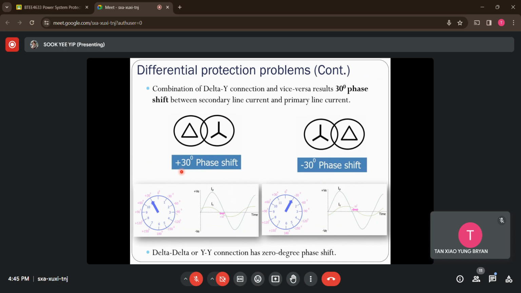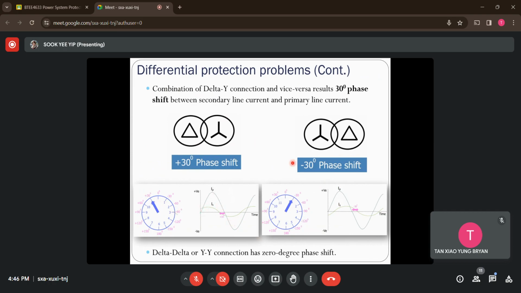So let's say this is the clock. I have 0 degree at the top here. Whenever I have a delta-Y connection, you will notice that the phase angle shows 11 o'clock, positive 30 degrees. This indicates that if you plot out the current waveform, the secondary currents will be leading the primary currents by 30 degrees.